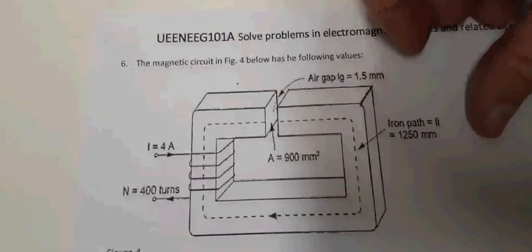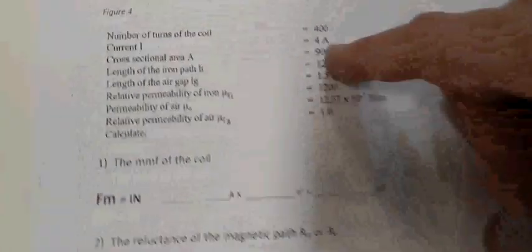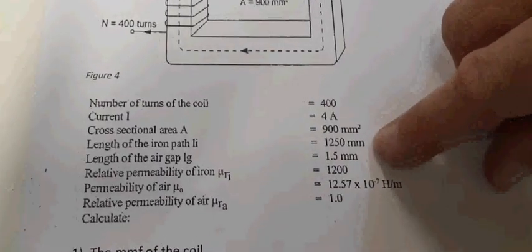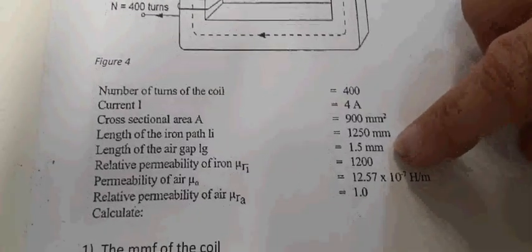Okay, the other info we do have is we've got amps. So we've got a steel bar which goes all the way around here. We see the turns there. 4 amps, 400 turns. Then we've got current, 4 amps, cross-sectional area, so that's that bit there, is 900 millimeters squared. The length path of the steel or iron is 1,250 mil. The distance between here and here is 1.5 millimeters.